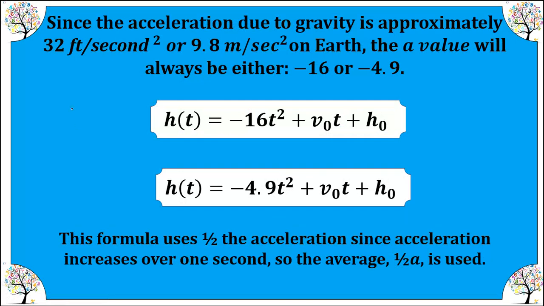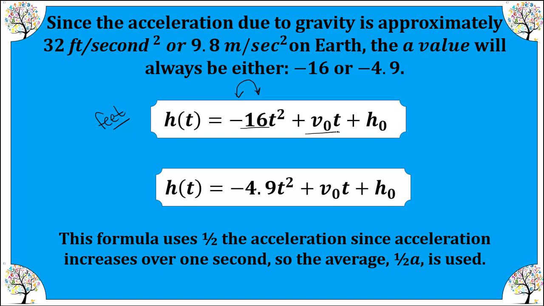So when we're dealing with gravity, we know that it's 32 feet per second squared, or if we're talking about meters, it's 9.8 meters per second squared. So in the formula, when we're dealing with feet, we are going to use negative 16. It's half of our gravity, and it's negative because our object goes up, but then it comes down, creating a parabola that turns down. So we will always have negative 16 as our A value when we're dealing with feet.